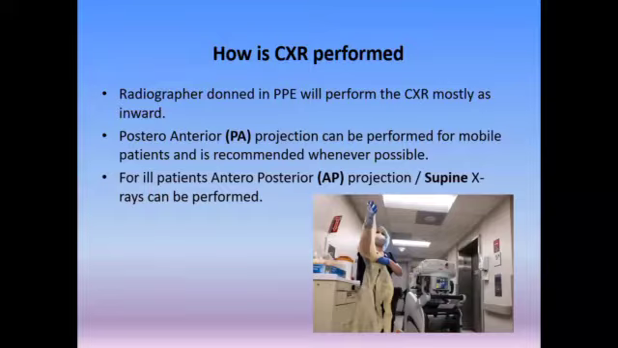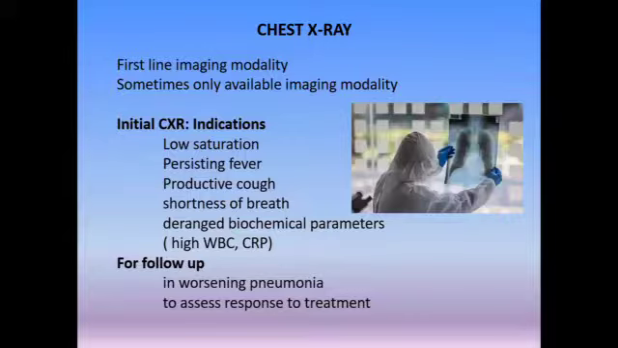But of course, for ill patients, we have to do either an anteroposterior projection or a supine. But if possible, always try to discuss with your X-ray department and get a PA view, because then you will be able to assess the lungs better. And like I said, it's the first line and sometimes the only available imaging modality.